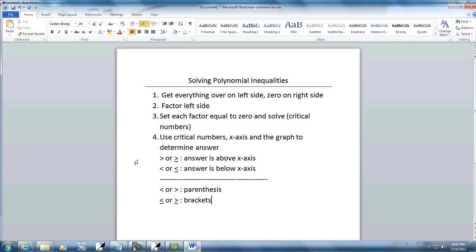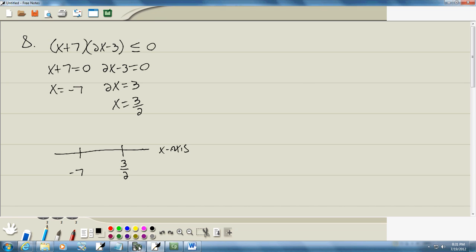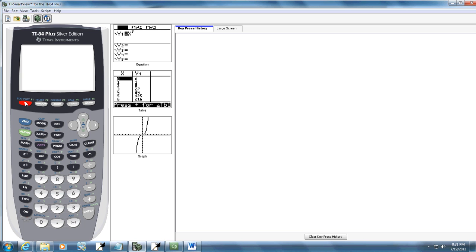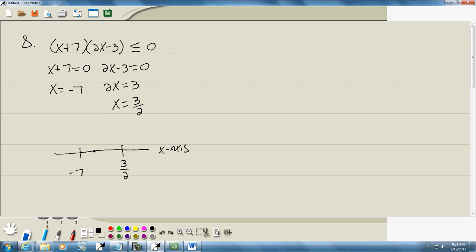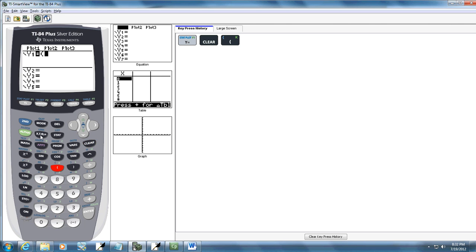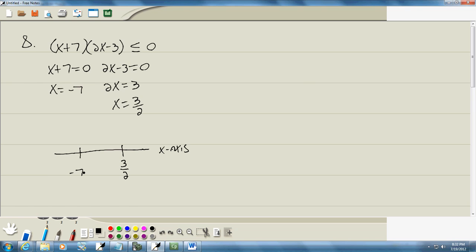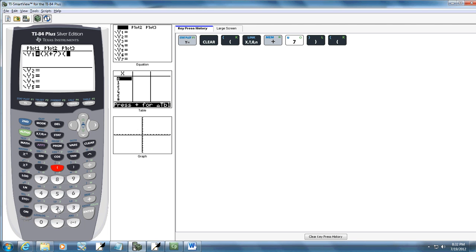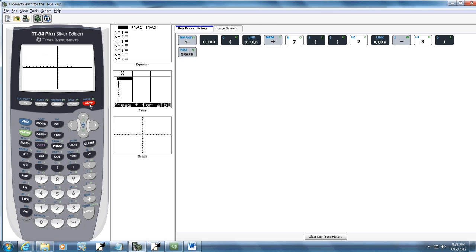Now, it says to use critical numbers, x-axis, and the graph. So we need to get the graph now. So let's go to our calculator. We'll press y equals, press clear to clear out whatever's in that line. And we got a beginning parentheses, x plus 7, closing parentheses, beginning parentheses, 2x minus 3, closing parentheses, and then let's push graph.